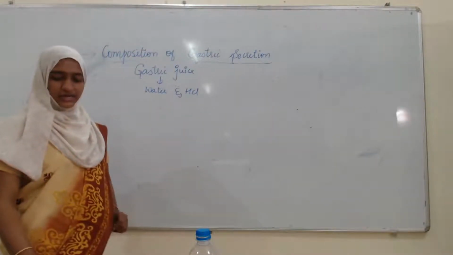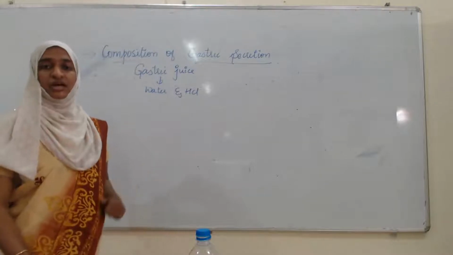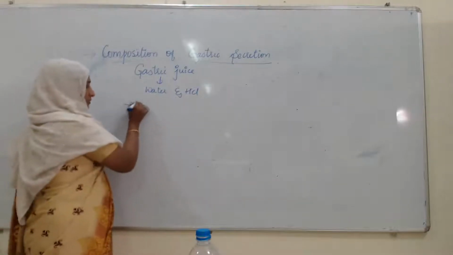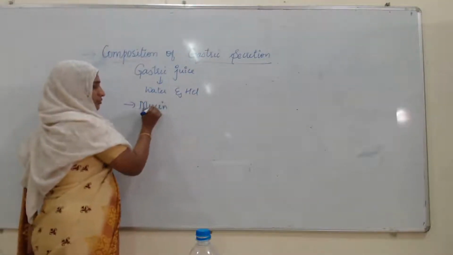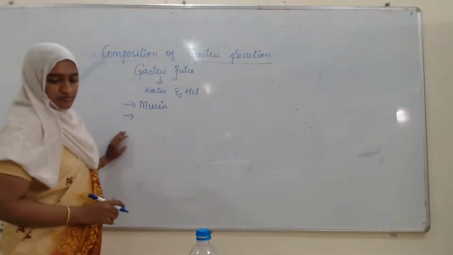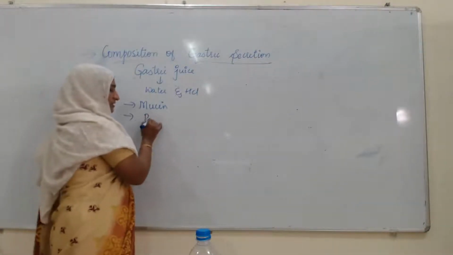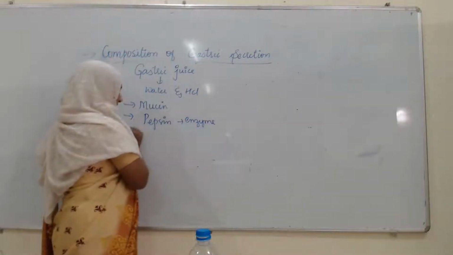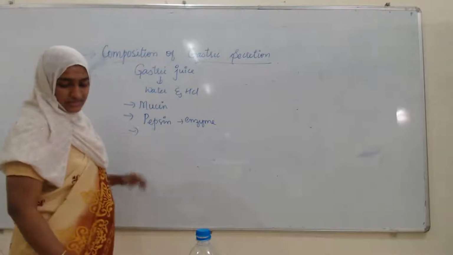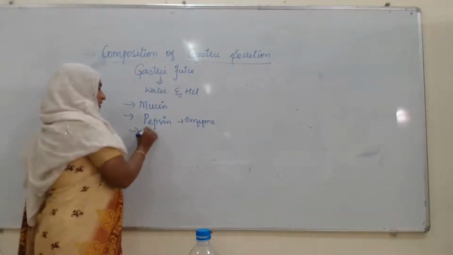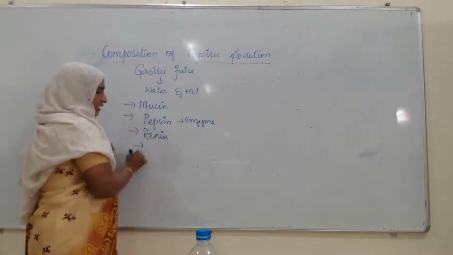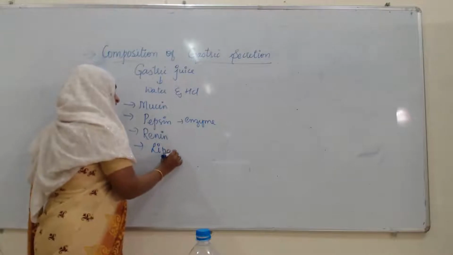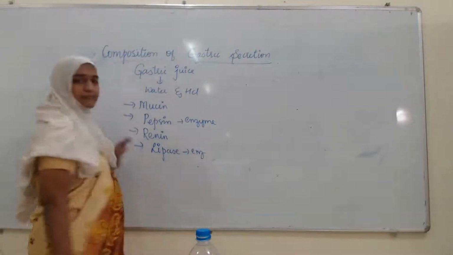Besides this, gastric juice also contains some other substances and enzymes. Mucin is there. Secondly, one of the enzymes is pepsin. And the third thing present here is renin. And one more enzyme along with pepsin is lipase. This is also one of the enzymes.